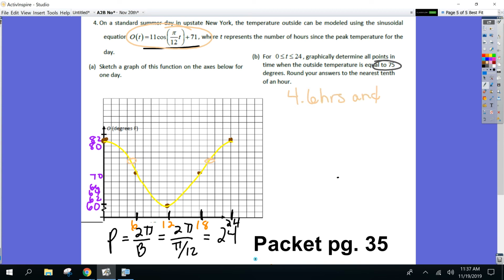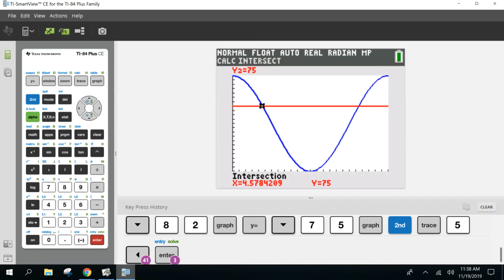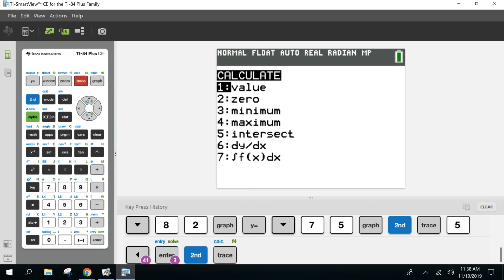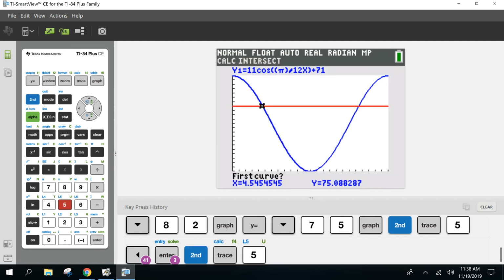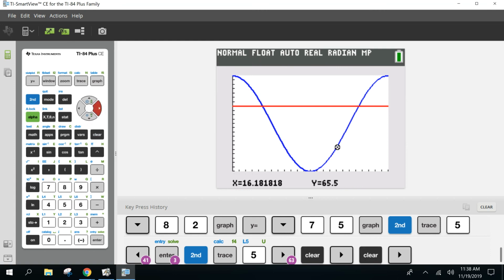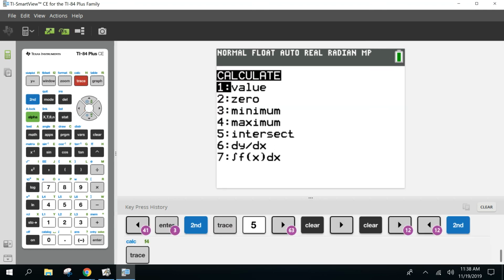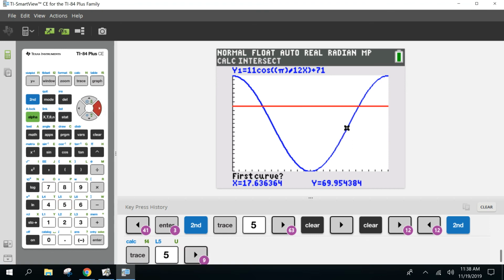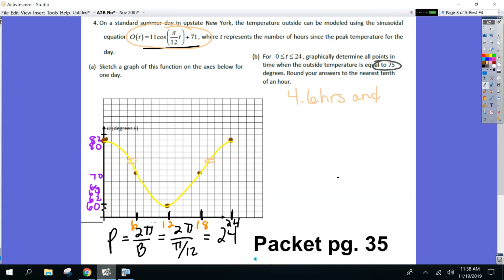And that's not the only place, right? Don't move your spider, you've got to go through the whole thing again. Second trace, calculate, intersect, and then move it over to the other spot now. I got too carried away. You guys can go ahead of me. I'm getting there. Also 19.4 hours. All right.